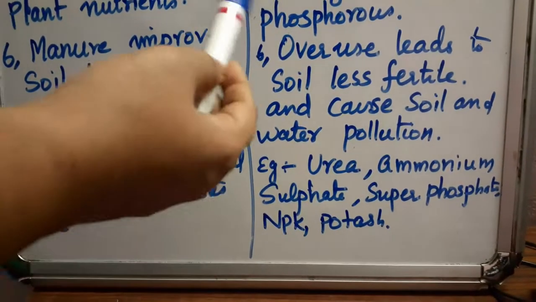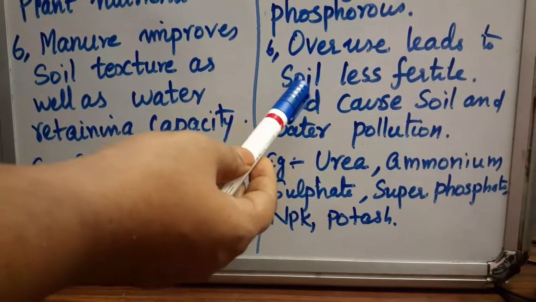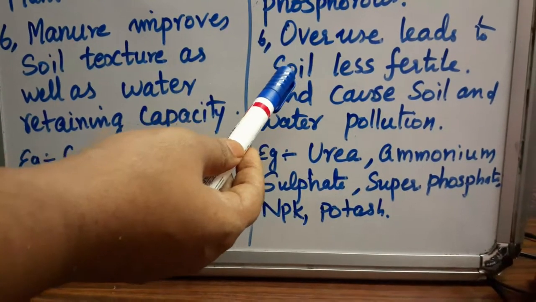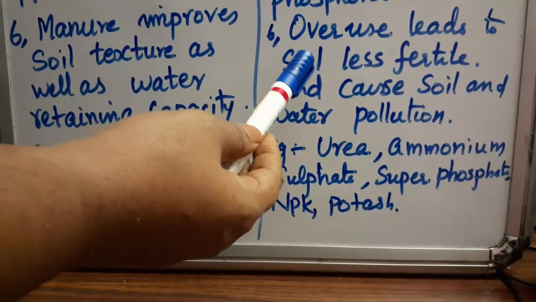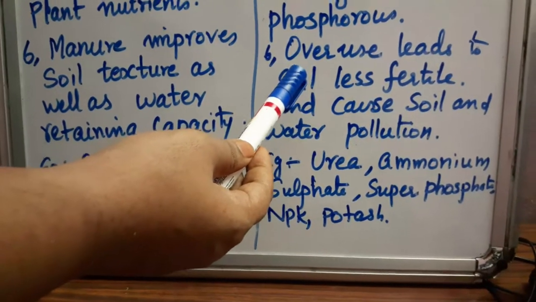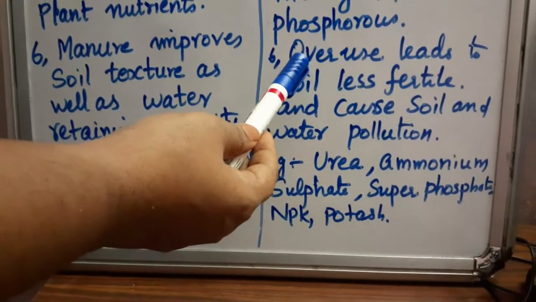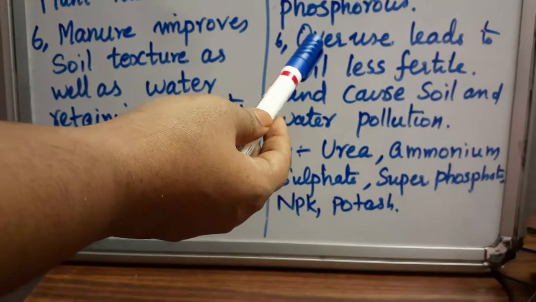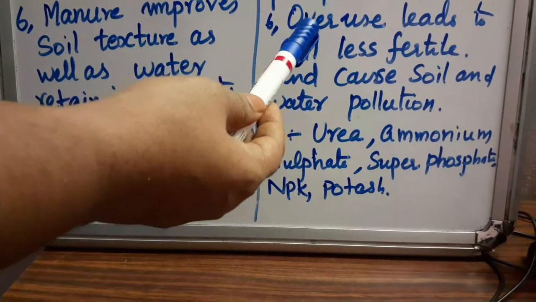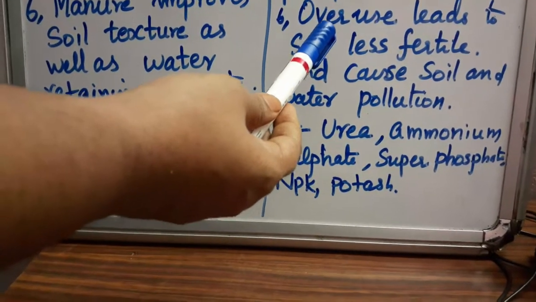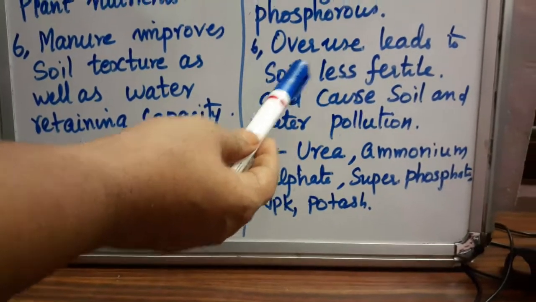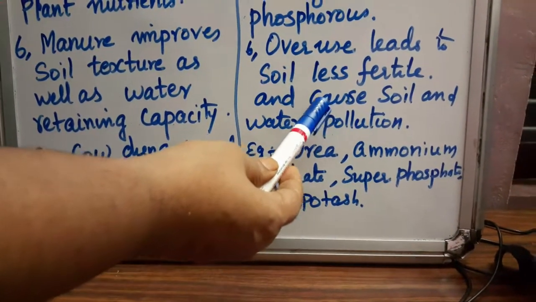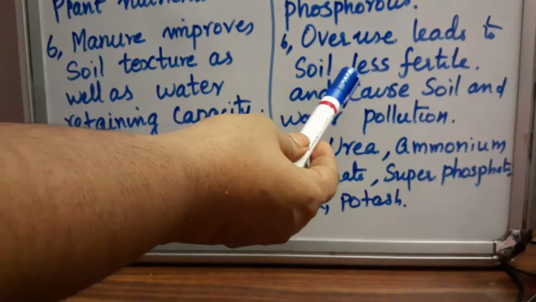But the negative point of chemical fertilizers is that if we use them every year, it will decrease the fertility of the soil. After 4 or 5 years, the soil will become like without any fertility. It will be like a desert. So we should not overuse chemical fertilizer. It can lead to soil and water pollution. After a few years, the land will become a desert.